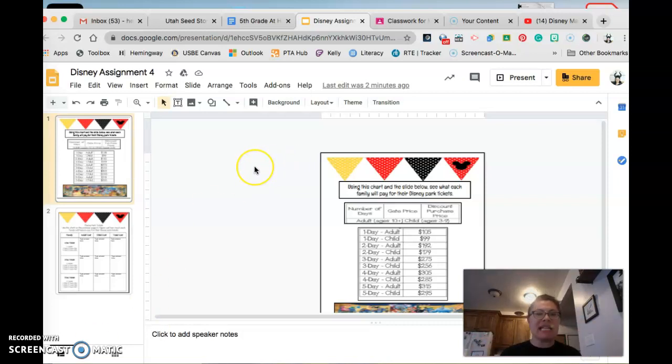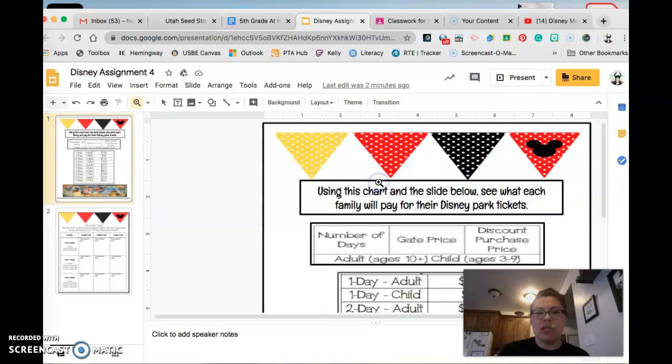All right, today, this is day 4, assignment 4. So let's get to work. I'm going to zoom it in. Instructions say use this chart and the slide below. See what each family will pay for the Disney park tickets.